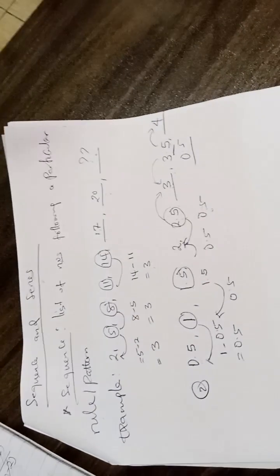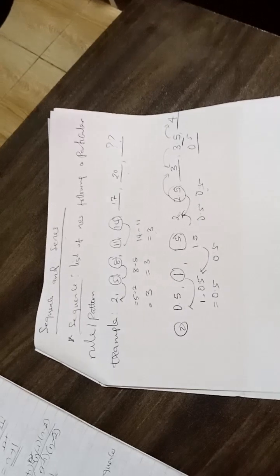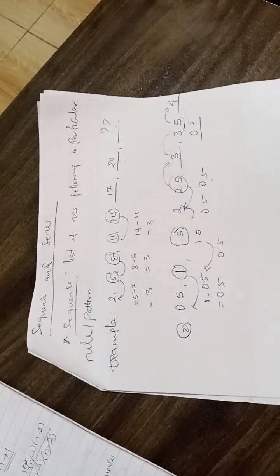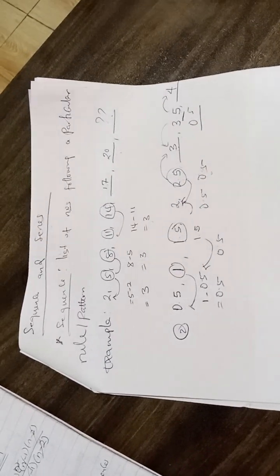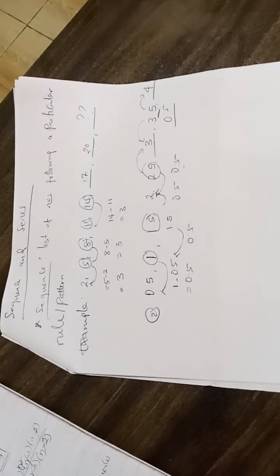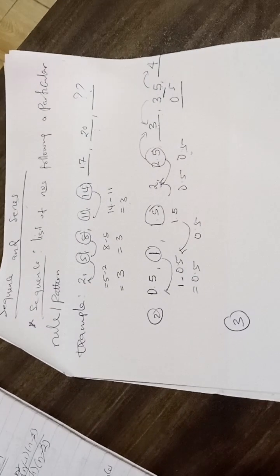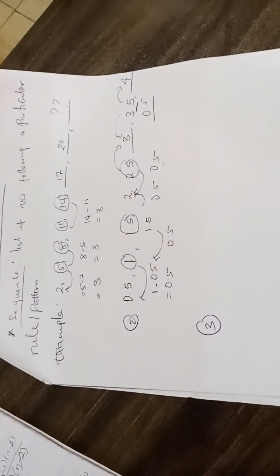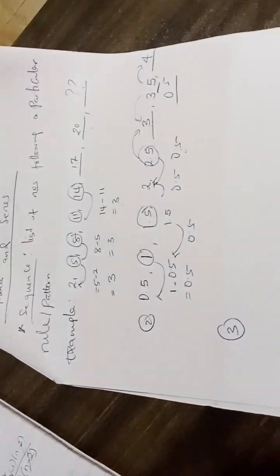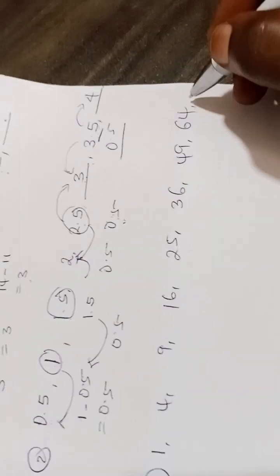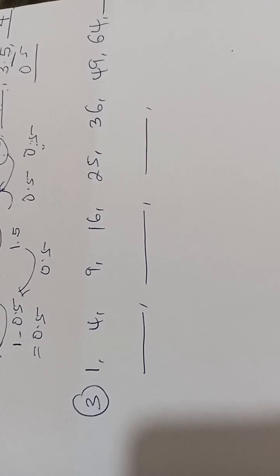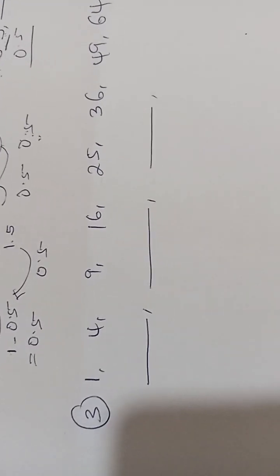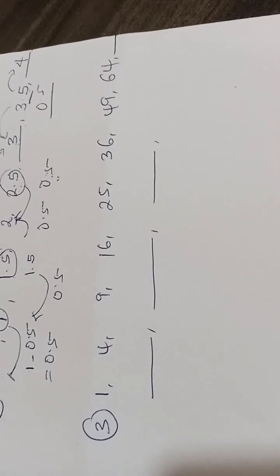So like I said before, sequence has to do with listing numbers following a particular pattern or a particular rule. The rule will be clearly stated, so all you have to do is take a look at what is there. So let's take a look at the last example here. Take a look at our number 3 and tell me what you can see. My first term is 1, the second term is 4, the next one is 9, 16, 25, 36, 49, 64.